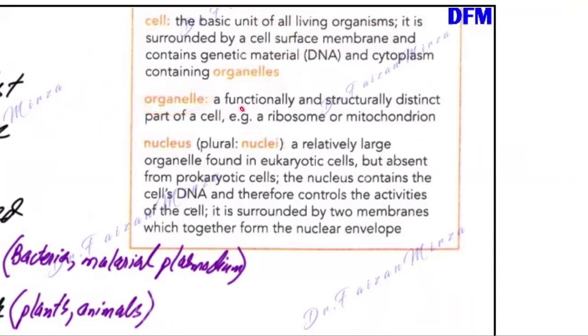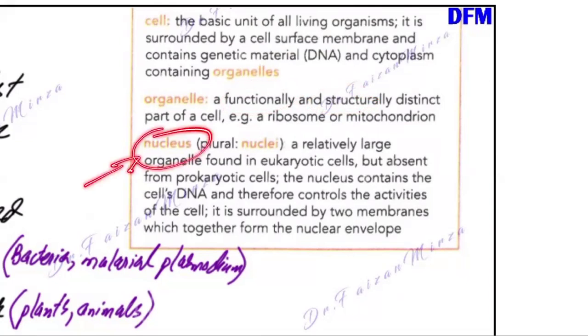An organelle is basically a functionally and structurally distinct part of the cell. So two things need to be kept in mind: functionally as well as structurally. It's a distinct part of the cell. For example, mitochondrion, or Golgi, or ribosomes. They all are functionally as well as structurally distinct parts of the cells.